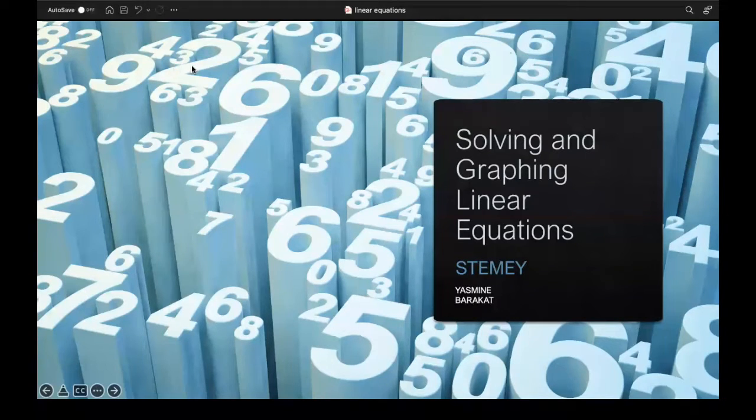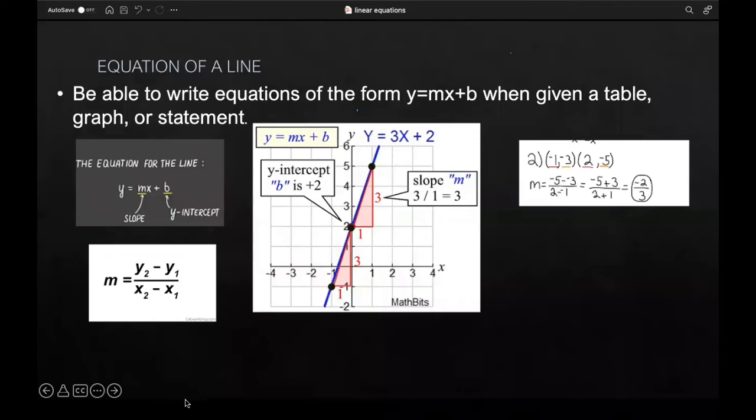Hello, and welcome to this video that talks about solving and graphing linear equations. So we start off with the equation of a line. We need to be able to write equations in the form of y equals mx plus b when given a table, a graph, or a statement.